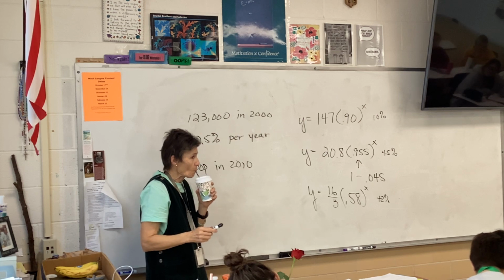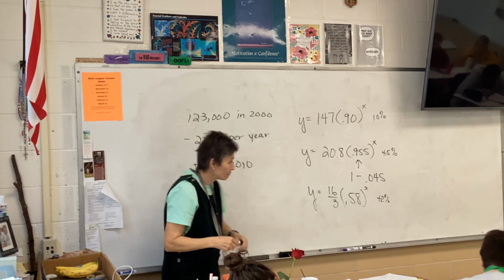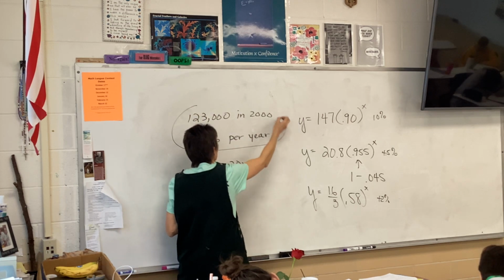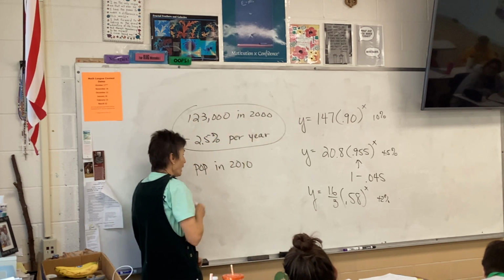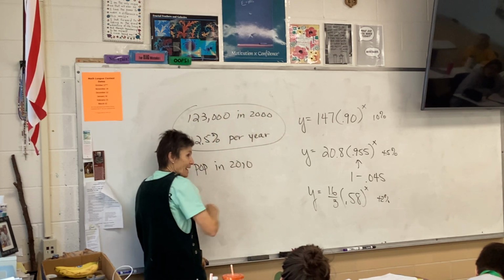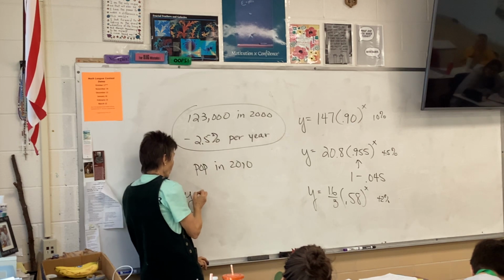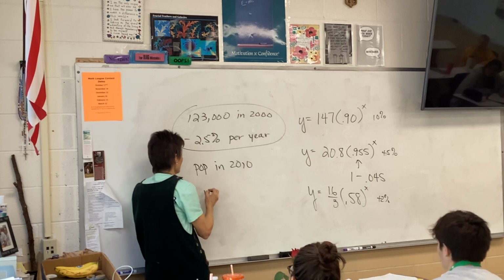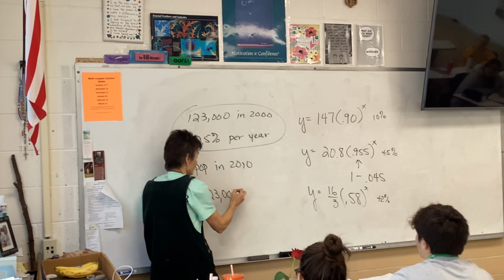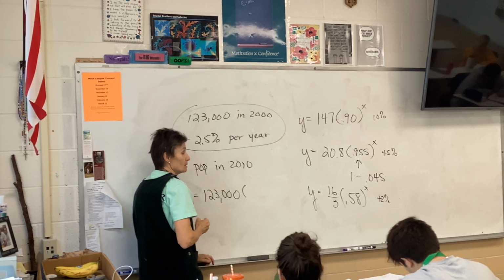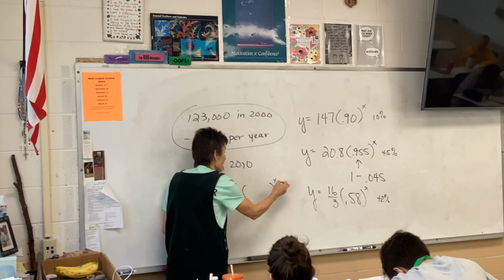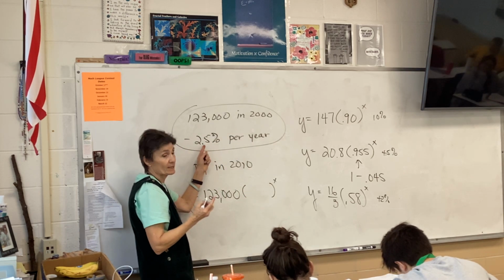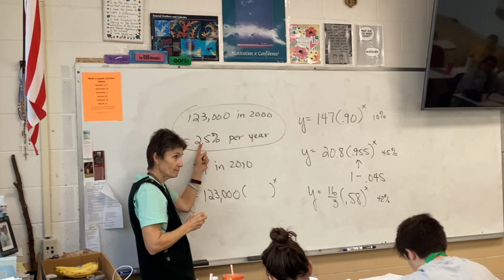Does this information right here allow me to write an equation like that? What is my initial value? 123,000. Now, what is my rate of growth? My rate of decay is 2.5%.